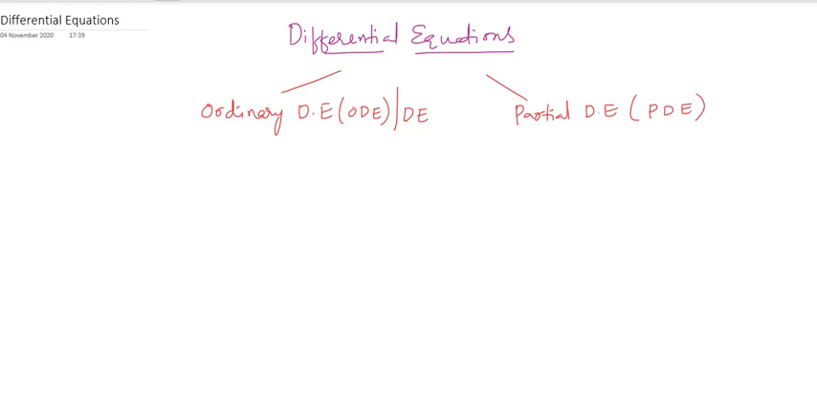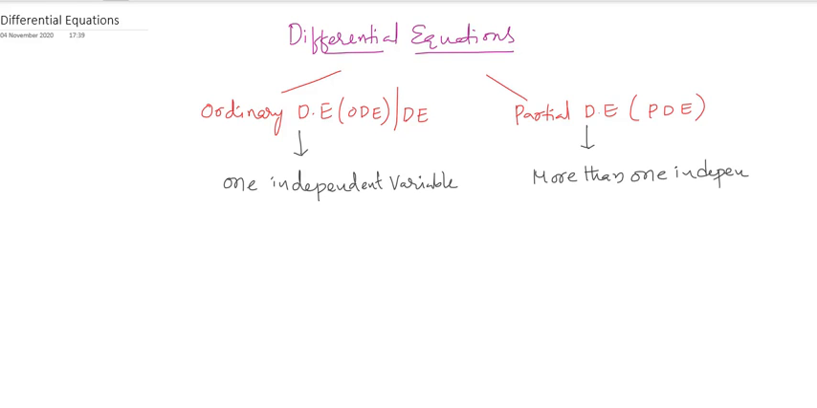You can have a doubt, sir, what is the difference between the ordinary differential equation and the partial differential equation? Am I right or not? In an ordinary differential equation, you will have one independent variable. When it comes to the partial differential equation, you will have more than one independent variable. I'll explain. More than one independent variable you will have in partial differential equations.